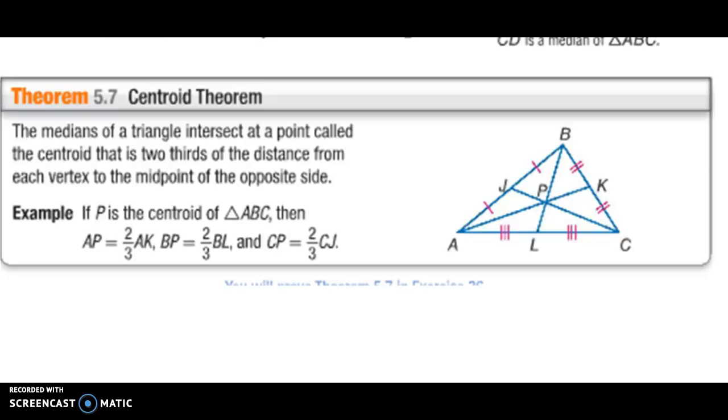Now the centroid has something interesting about it. The length of the median, let's say from B all the way over to L, the length from B to the centroid P is going to be 2/3 the length of the whole thing. 2/3. And that's true for all the centroids in here. So this is going to be the meat and bones of our centroid theorem 5.7.